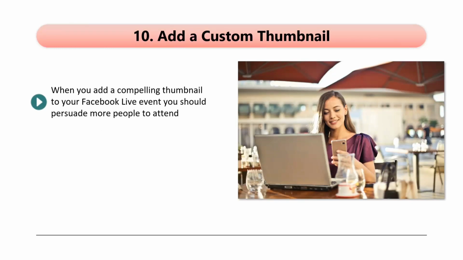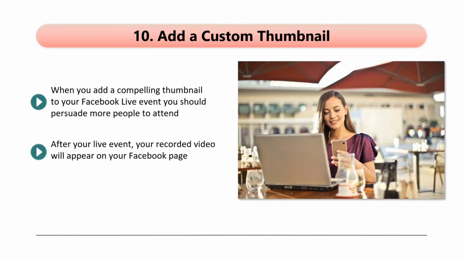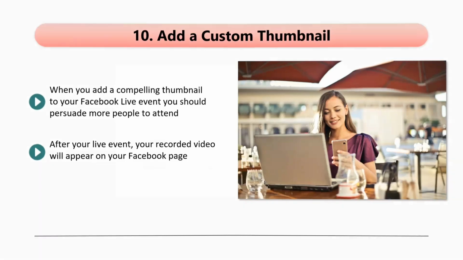Once your event goes live, your thumbnail is the most prominent thing that people will see. After your live event, your recorded video will appear on your Facebook page. You can then edit this post, and this is the time to add your compelling thumbnail. Facebook will choose an image from your event if you don't do this, which will probably not be as compelling as you would want it to be.